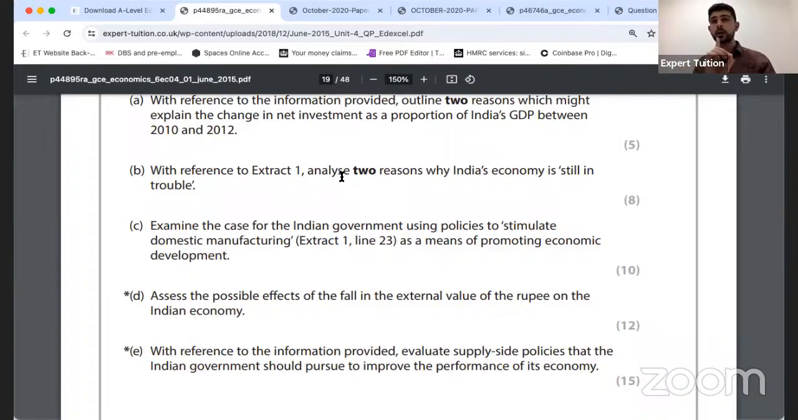Now, be careful with the wording of the question, because in this one it says, assess the possible effects of the fall in the external value of the rupee on the Indian economy. They always do this, where they throw in terms to try and throw you off. External value of the rupee. Oh, what does external value mean? It just simply means the value of a currency compared to another. What is that? It's exchange rate. In other words, what is the impact of a depreciation of the rupee on the Indian economy?